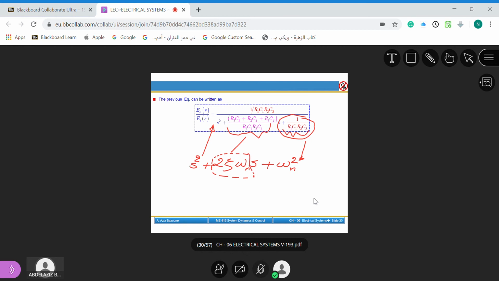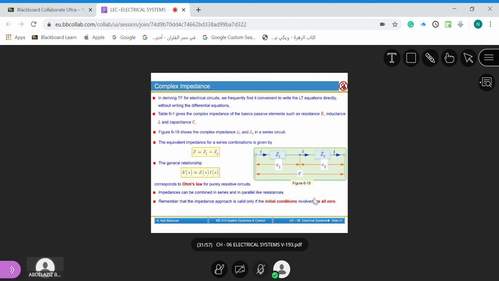This is the damping term, basically. Anything times S is a damping term. And we have S squared. We will go into details on this standard equation. It's called the second order standard equation. So this is how we can model the system.